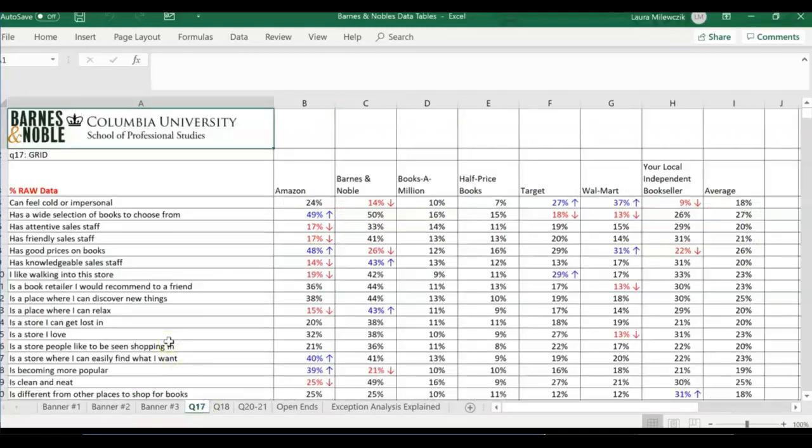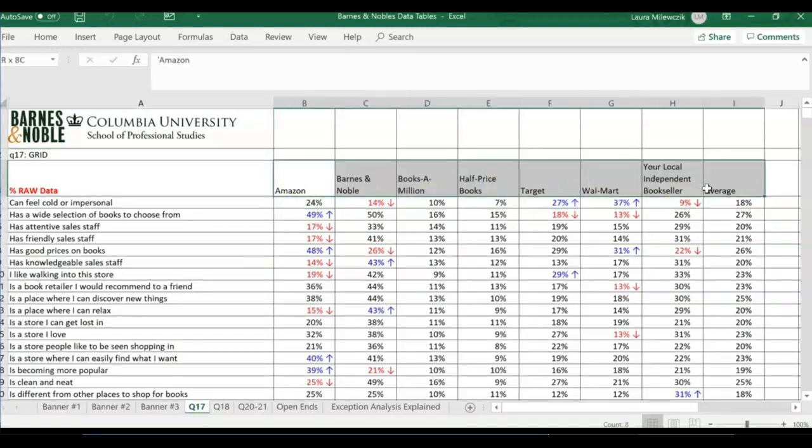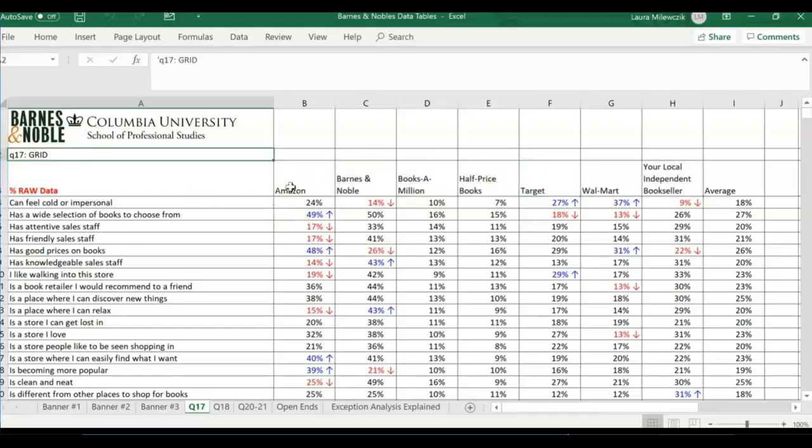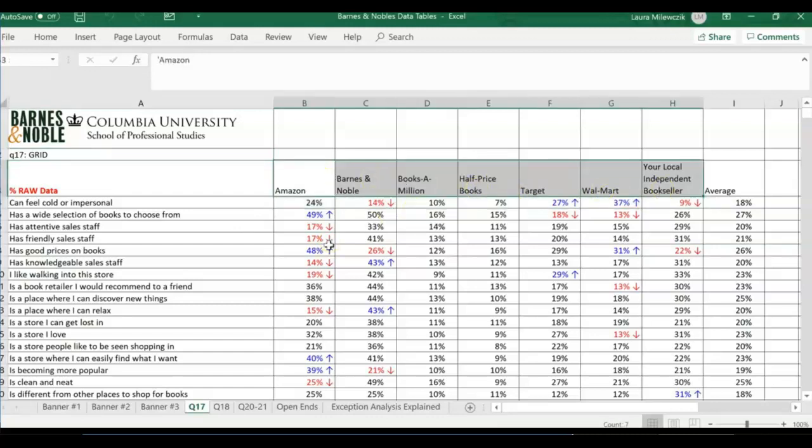The other thing I want you to become familiar with is for questions, especially where we have the competitive set. We've talked about how it's important to understand how consumers feel about your brand. In this case, since this study was conducted for Barnes & Noble, it's important for us to understand how consumers feel about Barnes & Noble. It's also important for us to understand how consumers feel about the entire competitive set. And what a grid table will allow you to do is look easily at the questions that you asked consumers to evaluate each brand in your competitive set.